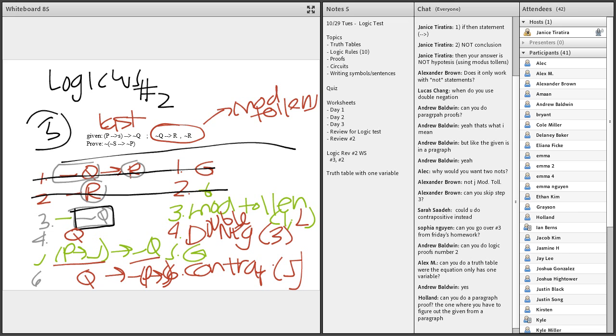Okay, now here's where comes trouble because I have no more room. So I'm going to go at the very top. And step 7. What am I trying to get? I'm trying to get: if not S, then not P.